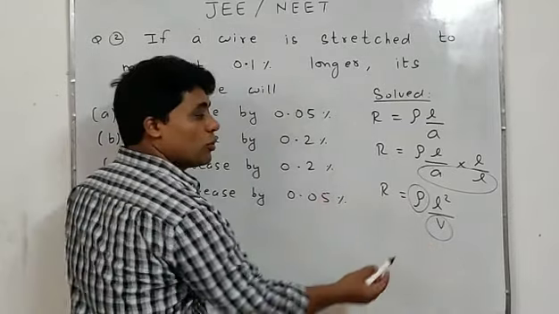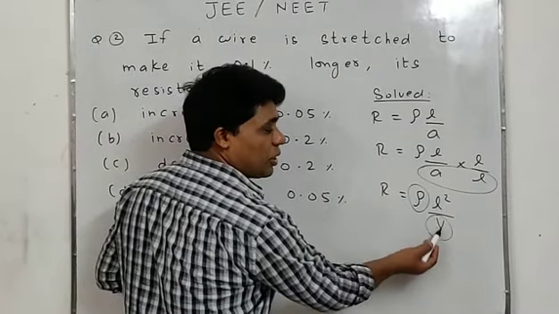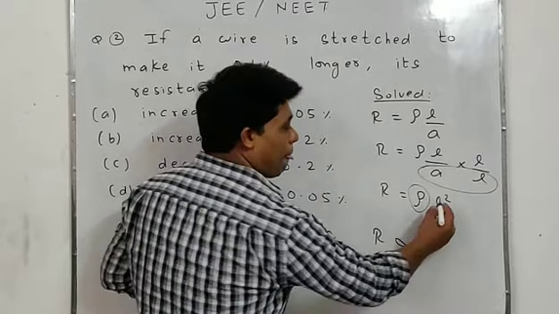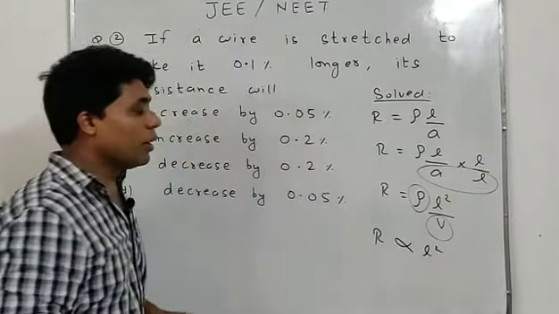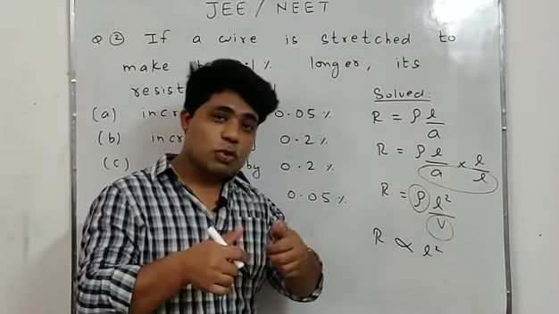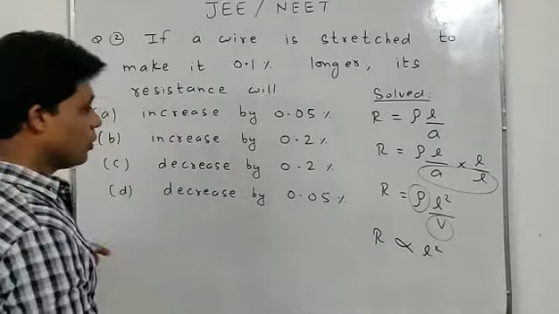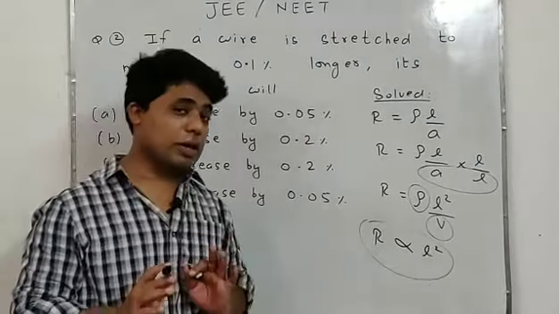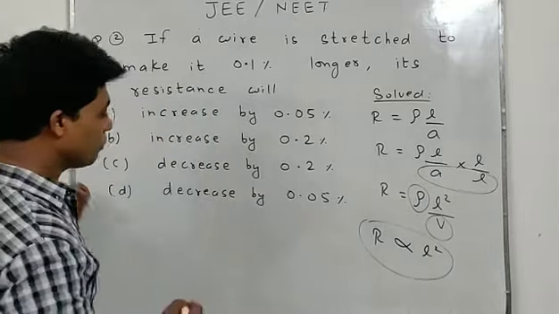So whenever we remove these constant terms, equal will change into a proportional sign and there comes L square. It means we are getting that resistance is directly proportional to the square of the length in case of stretching the wire. Okay, that is an important formula. On account of that, we'll solve.